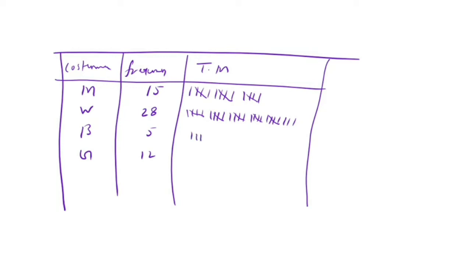1 2 3 4 and 5, and then 12: 1 2 3 4 5, 1 2 3 4 5, and 1 2. So this is the answer to this particular question. Now we draw the bar graph for this question.